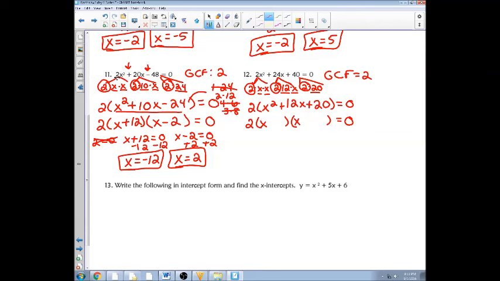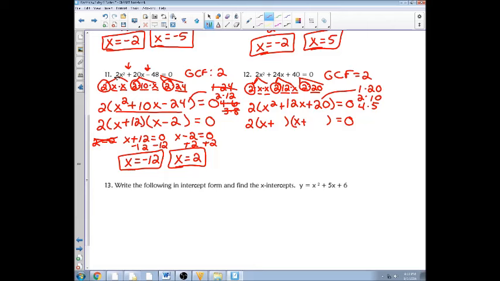Okay? Since both my signs are positive, both my signs in my parentheses will also be positive. Now I have to figure out what I can multiply to get to 20. 1 times 20 would work. 2 times 10 would work. 4 times 5 would work. Right?